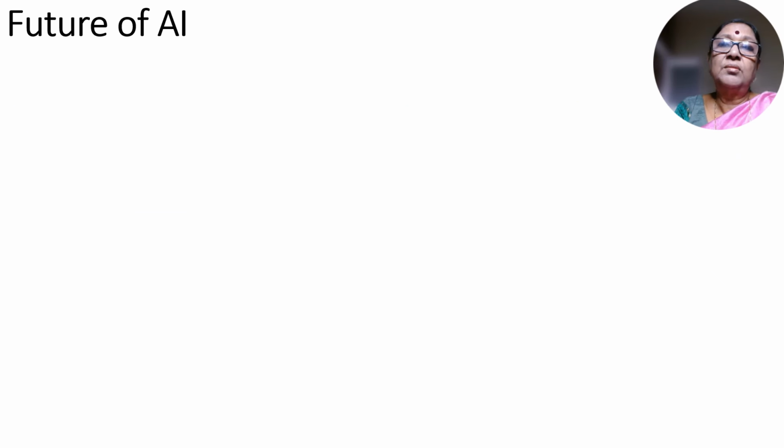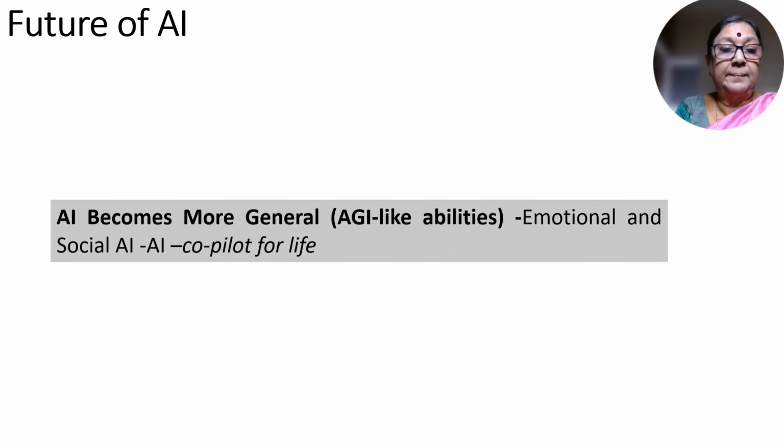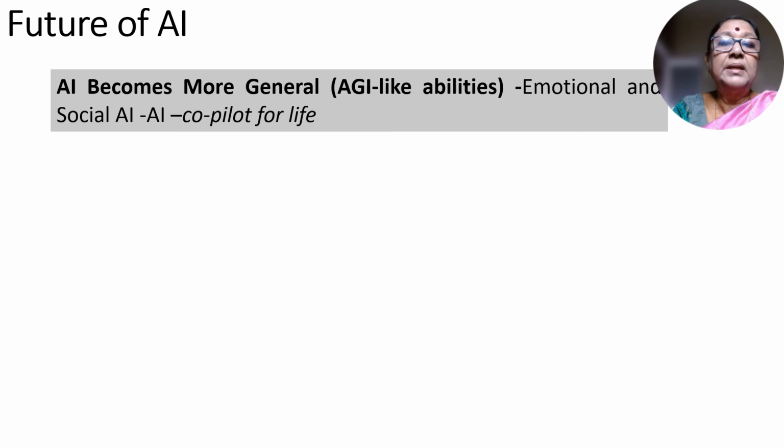Now let us look at the probable future of AI. So one, it is going to become more general. Okay, that is, it's called AGI, artificial general intelligence, like those type of abilities. So emotional and social AI is going to become very important, and it is going to become like a co-pilot for life. That is, it's going to help drive your life.